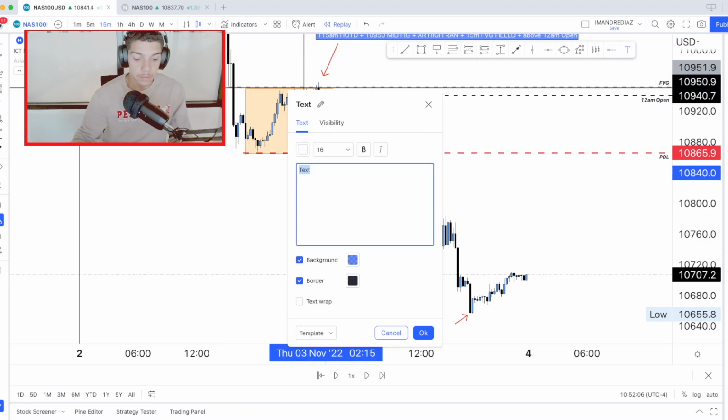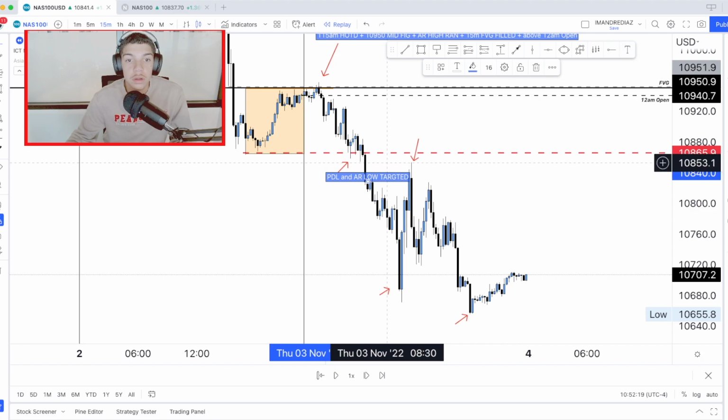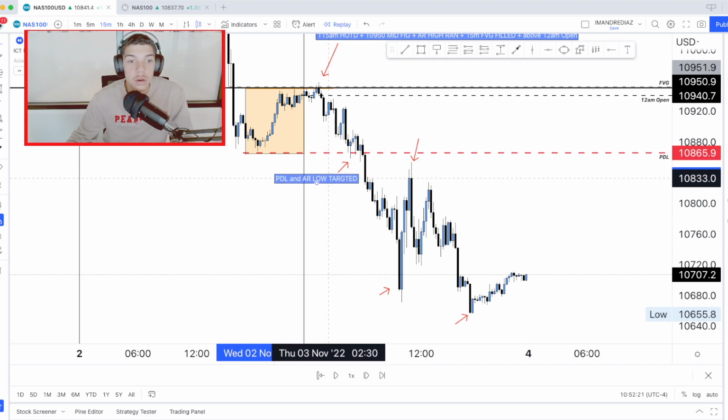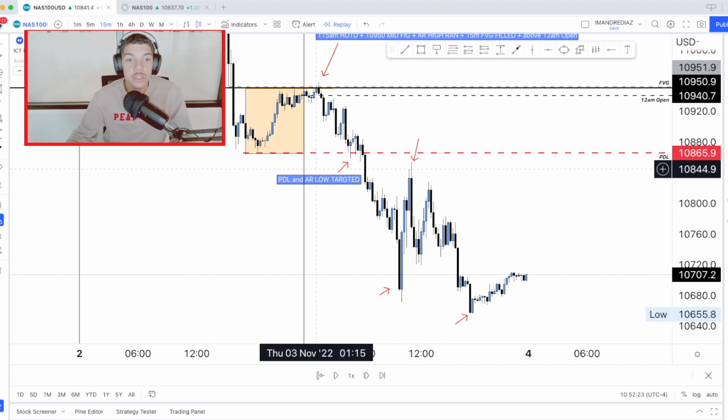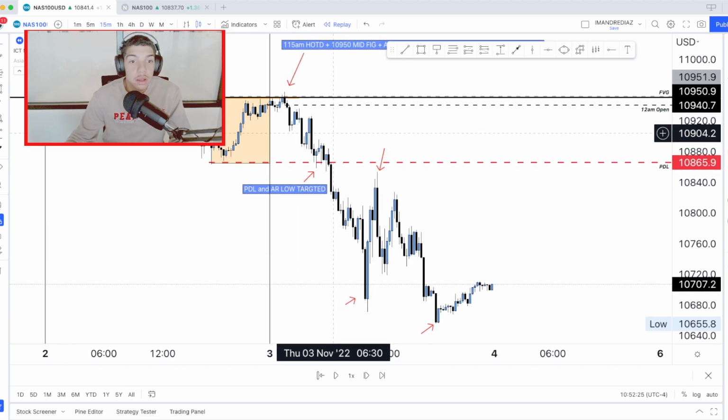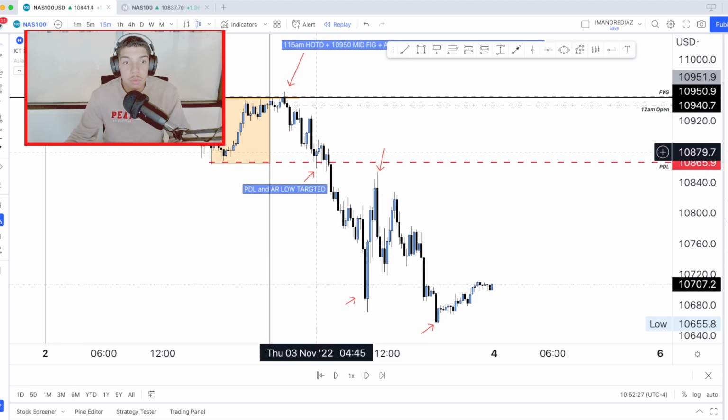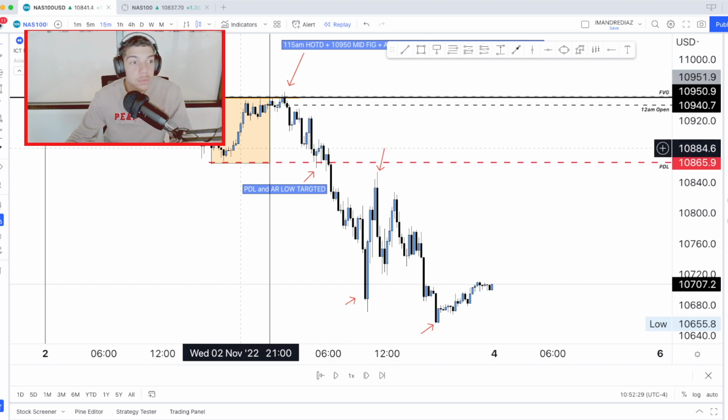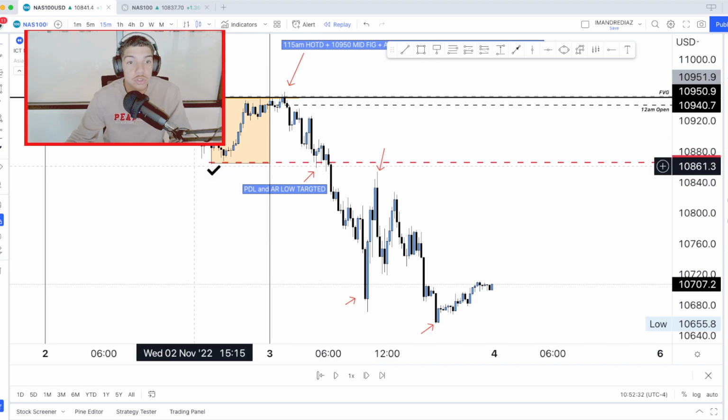So let me annotate that. Previous day's low and Asian range low targeted. Boom. Previous day's low targeted and Asian range low targeted. And then what time was that? That was around 4:45 in the morning. We had a little bit of a reaction. As you can see, it wasn't long term, but price started to reject from here.